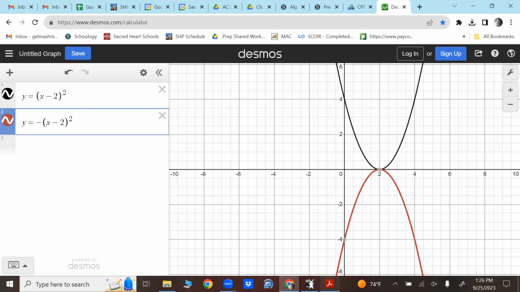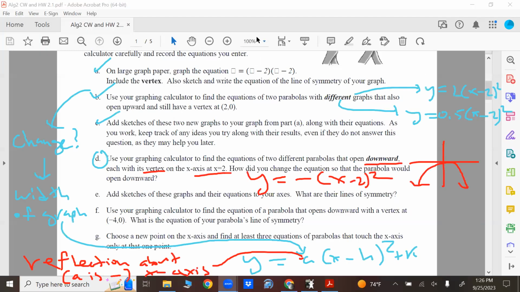Okay, let's go back to the notes. Let me undo my erasings. Okay, so part E, so D is done. Part E, add and so on. That's fine. And the line of symmetry is still x equals 2, right? We didn't move the graph horizontally yet. All we did was stretch the graph, widen it before we flipped it, right? That's all we've done so far.